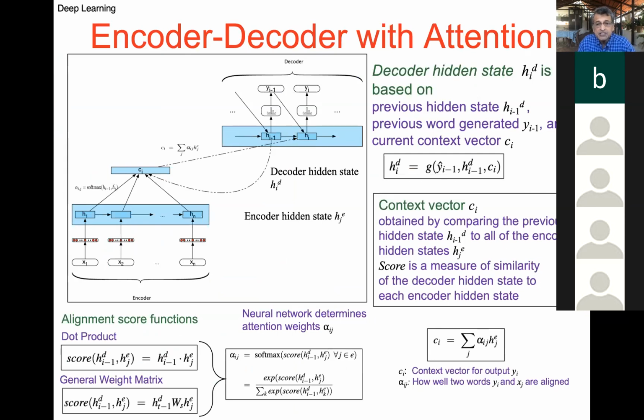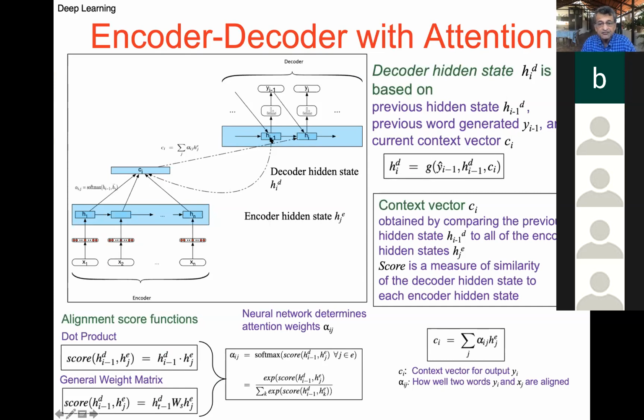Let's now take a closer look at the encoder-decoder with attention. And I put the same diagram up as the previous one. Previously, I just juxtaposed the with and without attention. Now we got attention in this model. There is an encoder hidden state, hj of e. There is a decoder hidden state, hi of d here. All right, so that is these values. And so the decoder hidden state, hi of d, is based on the previous hidden state, the previous word generated, and the current context vector, c sub i.